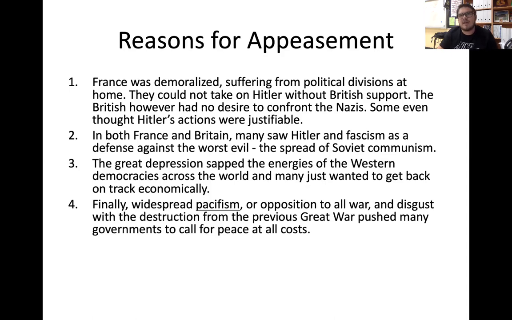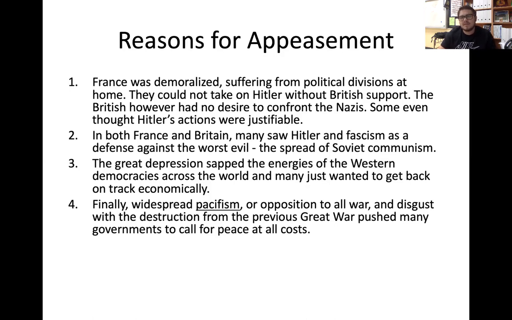They're not going to get hit with a famine the way the United States was. But it's still pretty bleak. And the last thing people want to worry about is war, especially when they're trying to put food on the table, right? Especially when they're trying to get just a decent job. So finally, widespread pacifism or opposition to all war and disgust with the destruction from the previous Great War pushed many governments to call for peace at all costs.